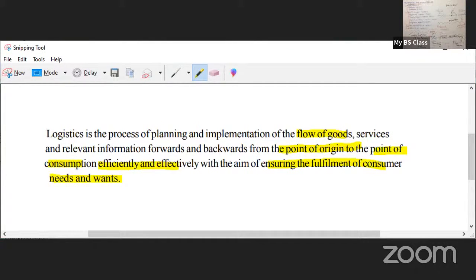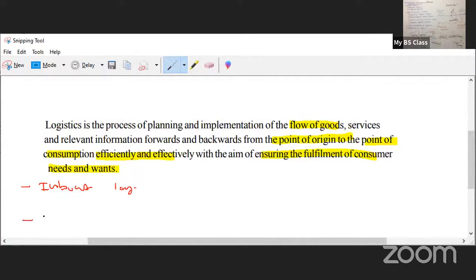So right after that, shall we write two subtopics, inbound logistics and outbound logistics, with a short explanation about each as well.